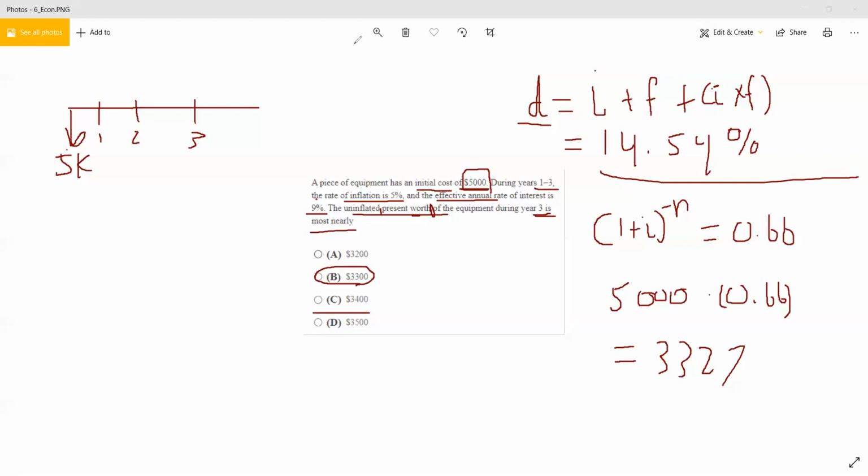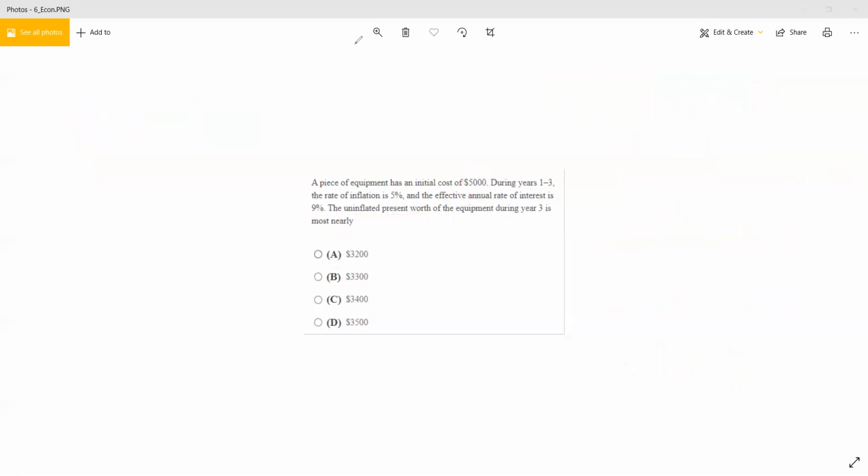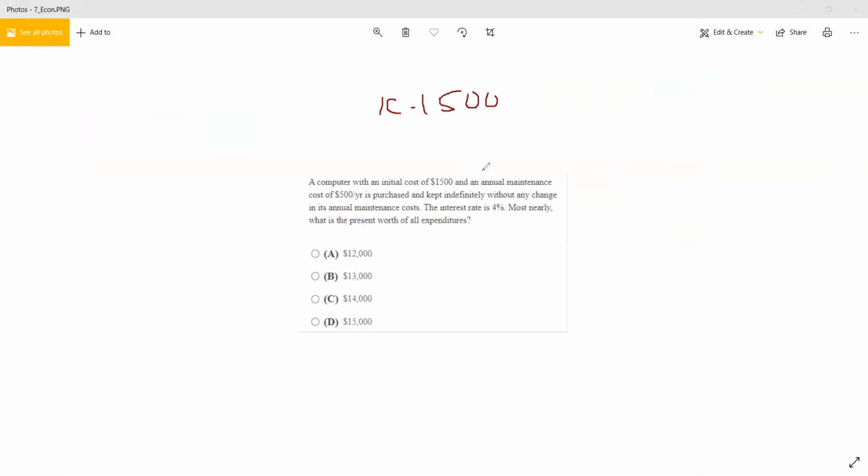All right. Let's go on to, I think, our last economics problem. That's number 6. Oh, we got 2 more. This was not so bad. I think we actually did one similar to this already. Computer with initial cost of 1,500. Annual maintenance cost of 500.